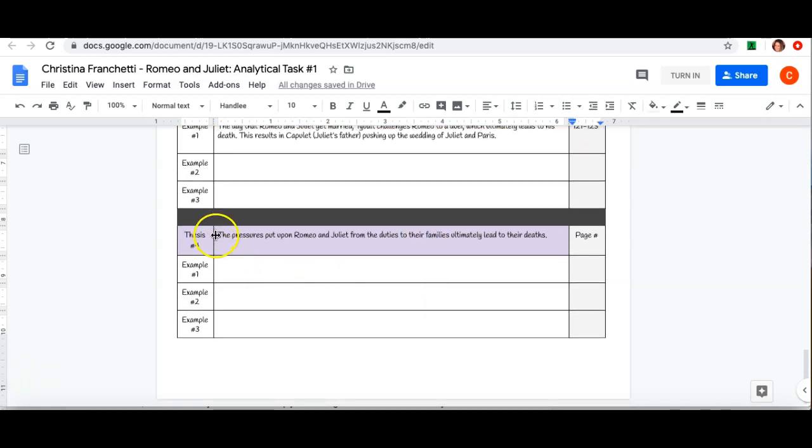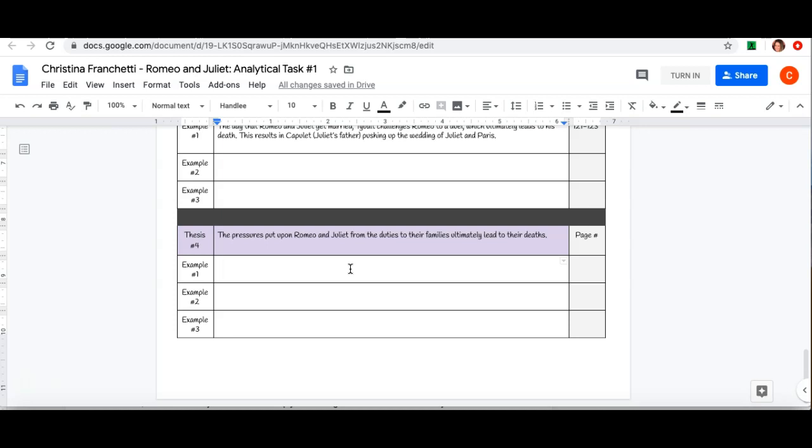The last thesis statement is: the pressures put upon Romeo and Juliet from their duties to their families ultimately lead to their deaths. So the most obvious example of this is going to be the family feud. So if Romeo and Juliet don't need to hide their love from anybody, then none of this ever happens, right?